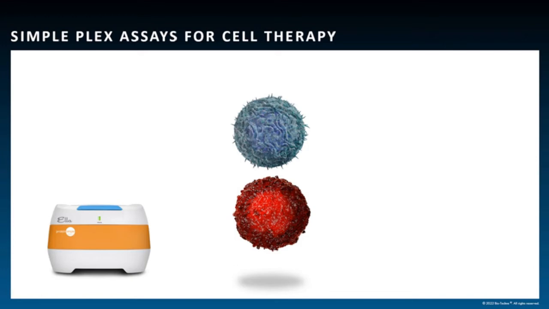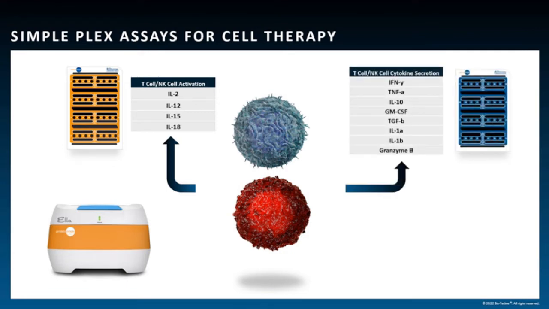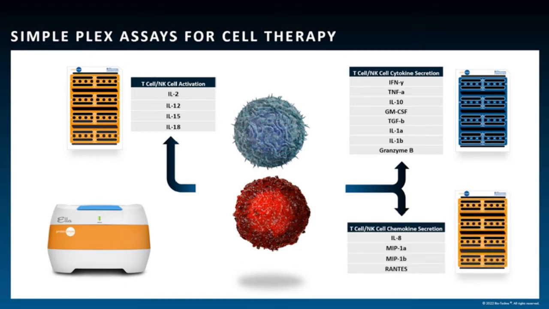Customizable assay panels eliminate the need to run multiple ELISAs, and assays with up to 4 logs of dynamic range allow markers of varying abundance to be measured from a common sample dilution. These panels include our T-cell NK cell activation panel, our cell cytokine secretion panel, as well as our chemokine secretion panel.